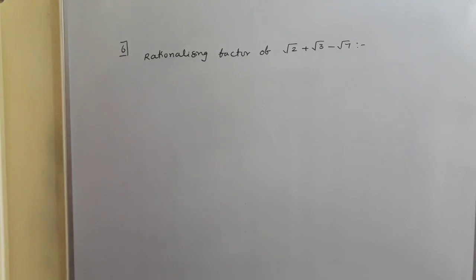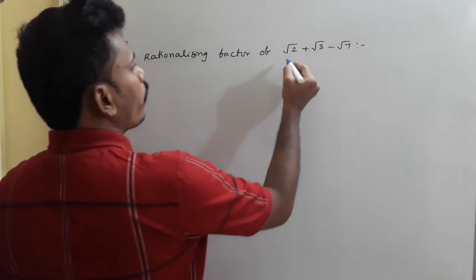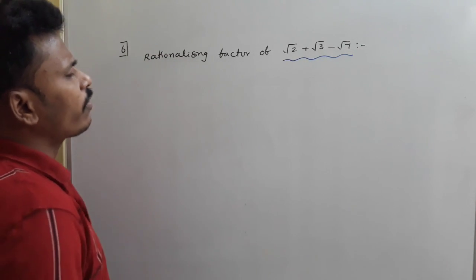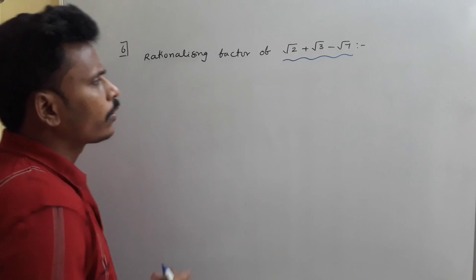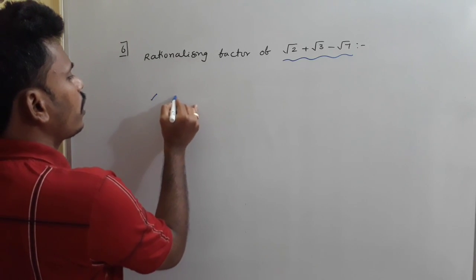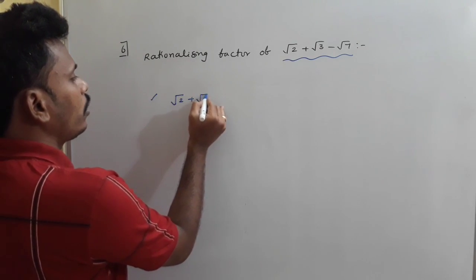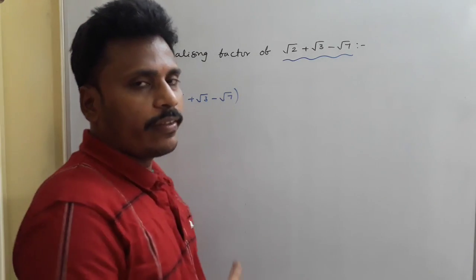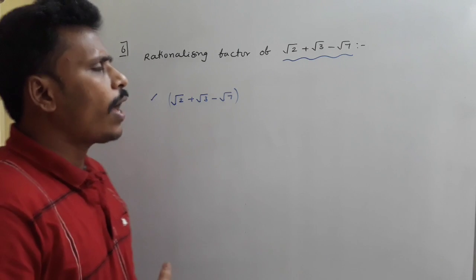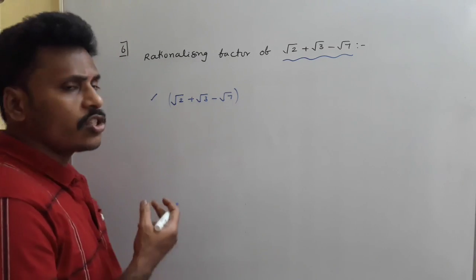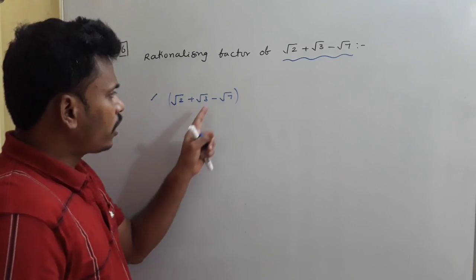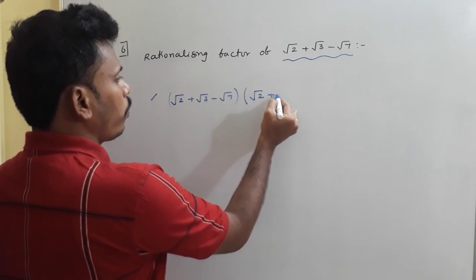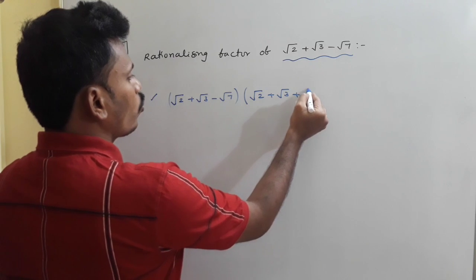Sixth one, finding the rationalizing factor for a trinomial surd of the format root 2 plus root 3 minus root 7. To find the rationalizing factors for surds of this format, what do we need to do? We don't have any direct formula to find the rationalizing factors for this number. You have a procedure. Since it is root 2 plus root 3 minus root 7, just change the symbol here and multiply it by root 2 plus root 3 plus root 7.